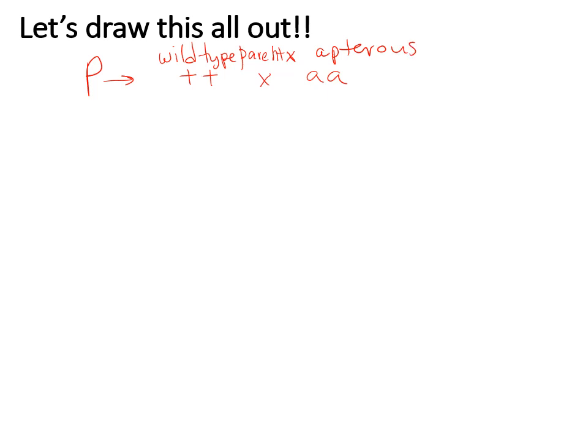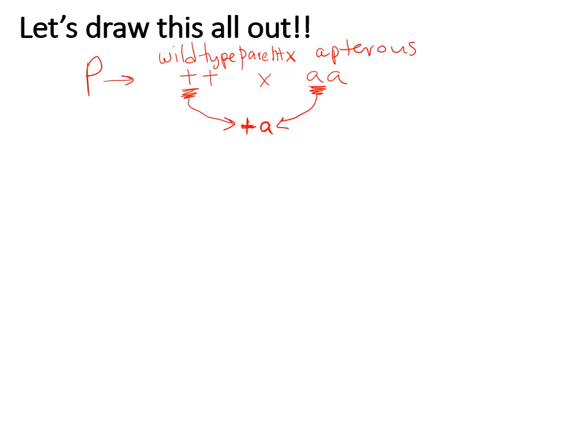Now, when that parent goes to make its gametes, meaning its sex cells, the first parent, what can it give as a gamete? It only has one type of allele. It's homozygous wild type. So it has to give the offspring the plus, right? The wild type. What about the second fly? It only has apterous alleles. So it has to give that offspring an apterous allele. So parent number 1 gives a wild type allele. Parent number 2 gives an apterous allele.